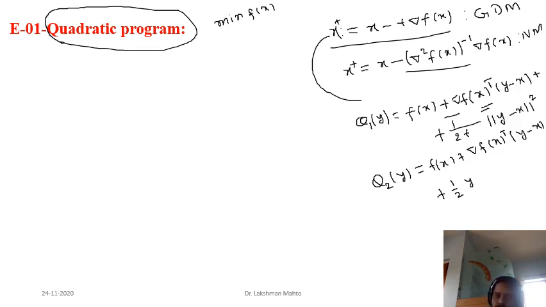From Taylor's theorem. So the quadratic term would be y minus x transpose times the Hessian will come here. In the first quadratic approximation, we don't observe the Hessian, but in the second quadratic approximation, we observe the Hessian. So the quadratic form is y minus x transpose times the Hessian of f at point x into y minus x. You can look into these two quadratic approximations.